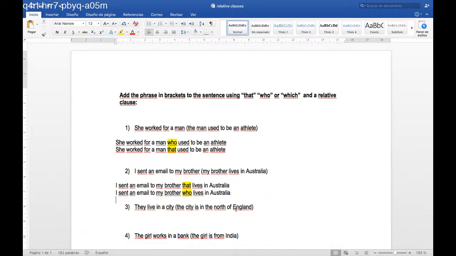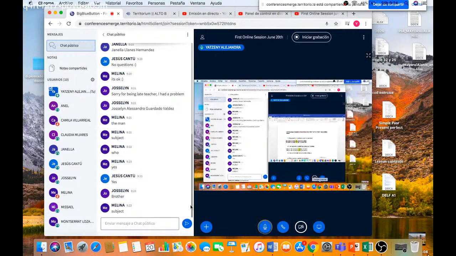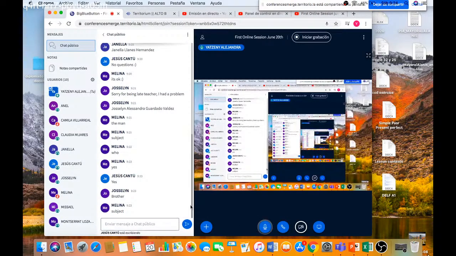Number 3, it says they live in a city and the city is in the north of England, which is the element that is repeated in my sentence number 3.